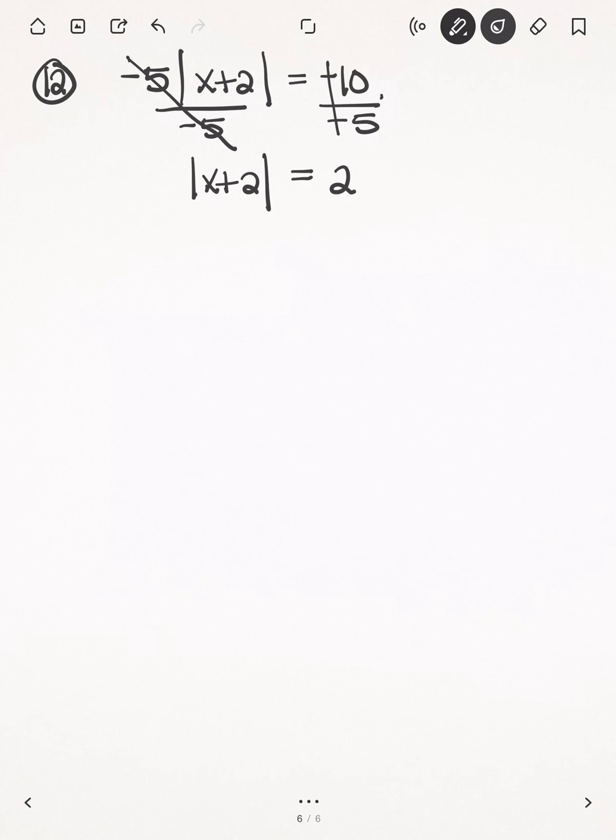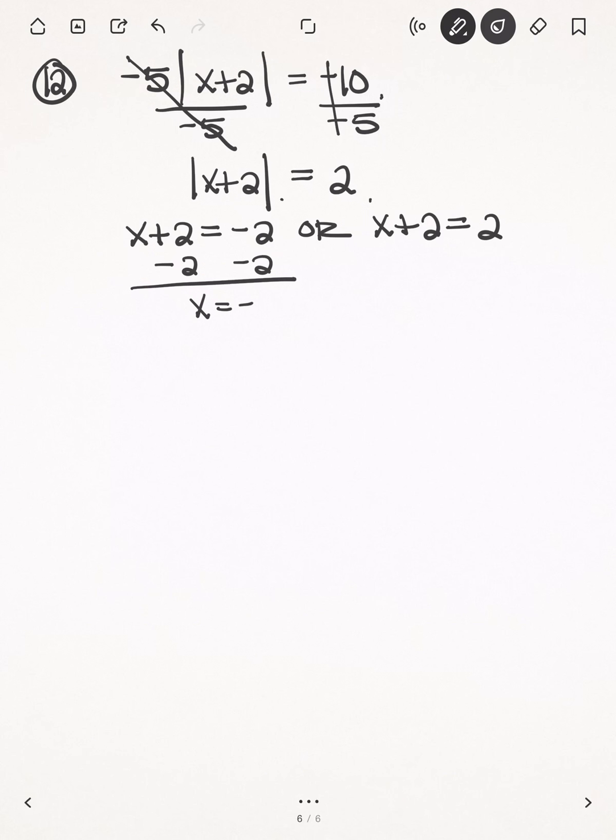And you can see that I now can use my rule. I have absolute value by itself, and it's equal to a positive number. So I'm going to take out whatever's in the absolute value, and I'm going to set it equal to a negative 2. Or I'm going to take out my absolute value and I'm going to set it equal to a positive 2. I'm going to solve these equations. I subtract 2 from both sides and I get x equals negative 4. Or I'm going to subtract 2 from both sides and I get x equals 0.